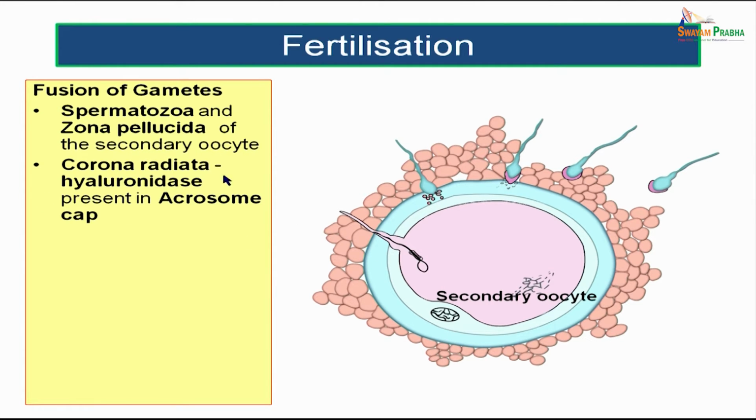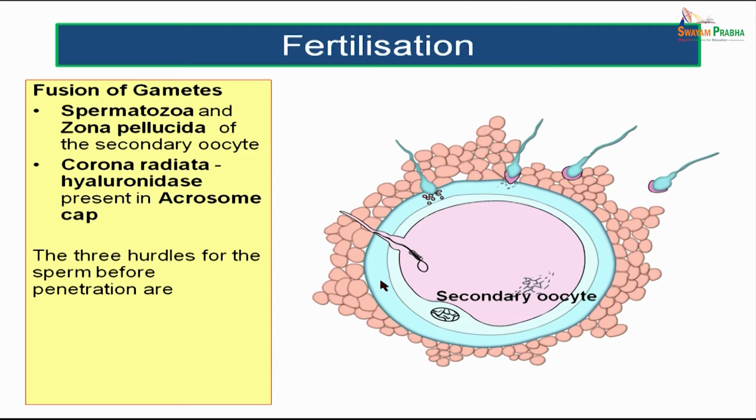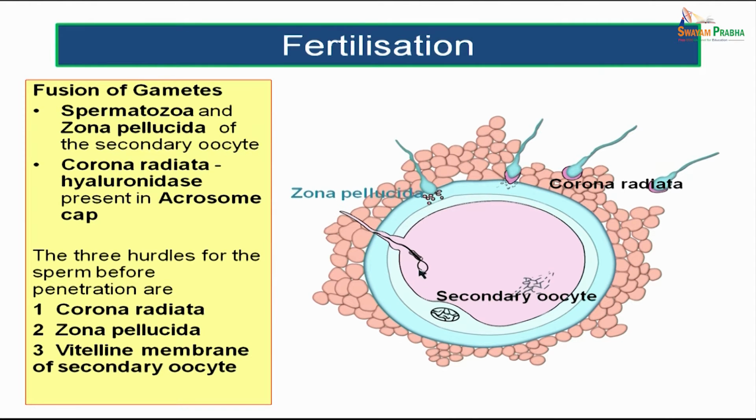That is made possible by hyaluronidase, an enzyme present at the acrosome of the sperm. The hyaluronidase released by the acrosome cap will remove the corona radiata, and the sperm can easily penetrate and reach the zona pellucida. So, what are the three hurdles for the sperm just before penetration of the oocyte? The first is the corona radiata, the outermost layer. Later, you have the zona pellucida, and the third hurdle is the vitelline membrane of the secondary oocyte.